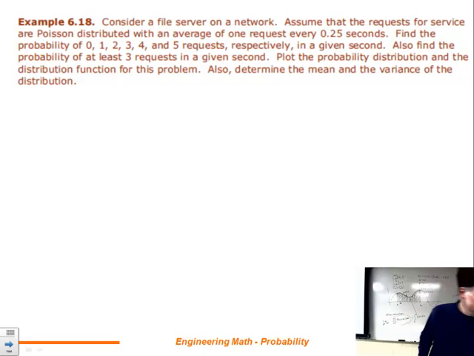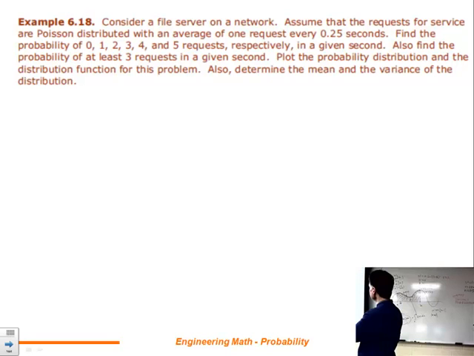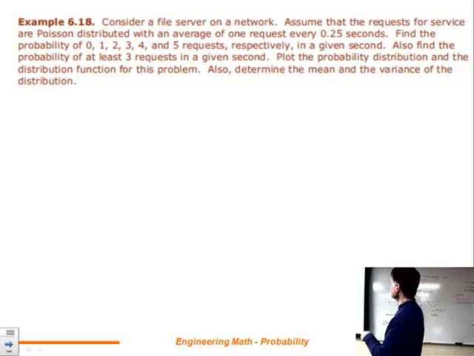So that's what we're considering to be a success: 4 requests per second. That's the average number of successes. A success here is the same as a request. So think of a request as a success. Then the average number of successes per second is 4, if a request comes in every 0.25 seconds.